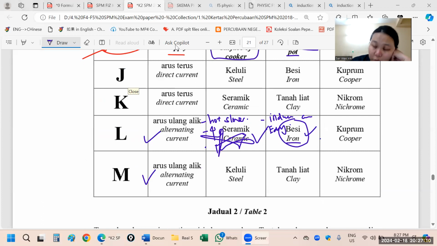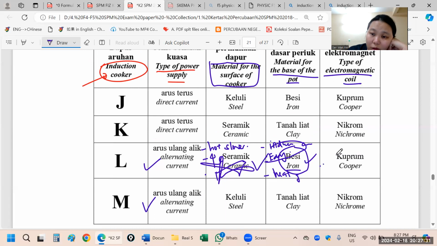Good heat conductor also can. You write a few. Good heat conductor also can. Write more than one. If you cannot remember this, never mind. Always remember to write 2 to 3 reasons. Don't write one reason only. Okay, then the last.